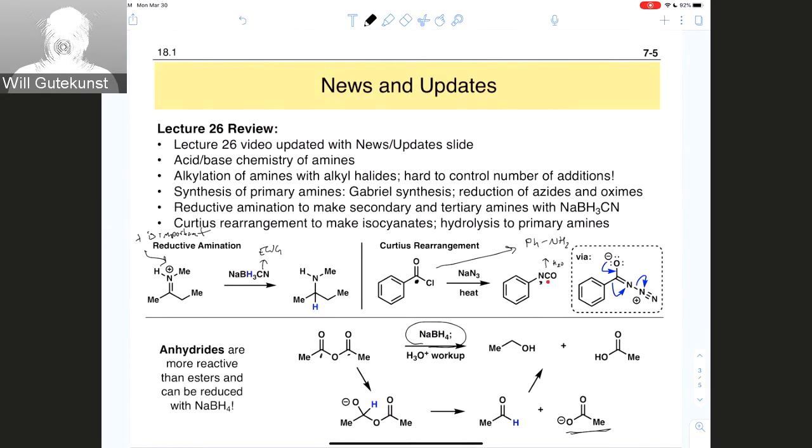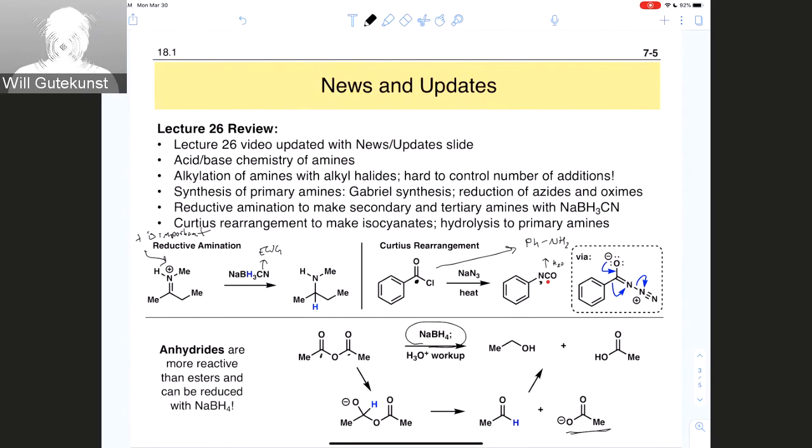So to answer Madison's question down here on the anhydride reduction, sodium borohydride never reduces carboxylic acids, so it will still never reduce a carboxylic acid. If this were lithium aluminum hydride, then you would be able to reduce both of them at the same time.